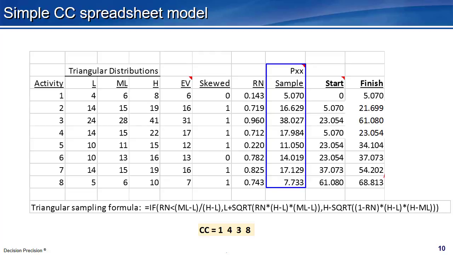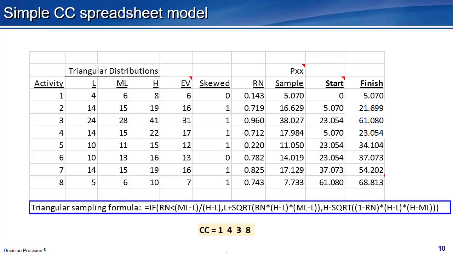The random number is the pxx value. For example, for activity 1, 5.07 weeks is about p14. There is a 0.143 chance the activity duration will be less than 5.07 weeks. The distribution sampling formula is near the slide bottom. While appearing complex here, the formula is rather simple as written in textbook form.